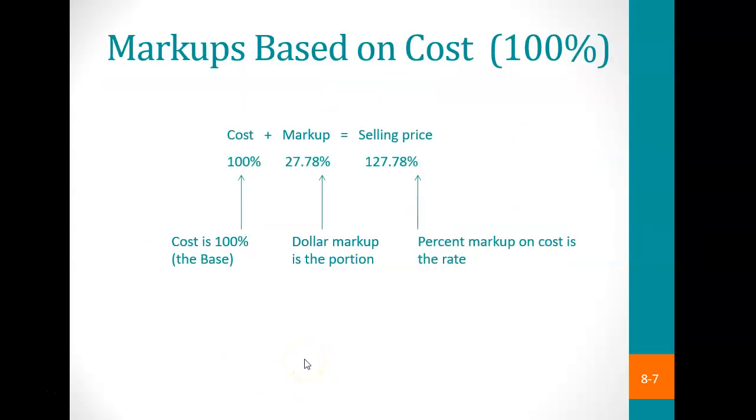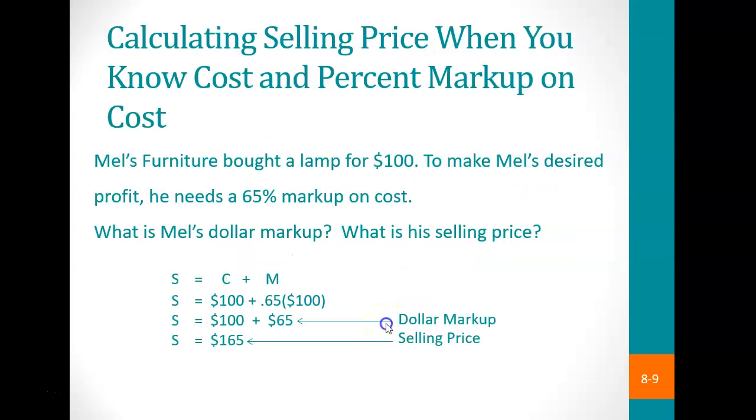Okay? Now, when we look at things from a percentage standpoint, markup is based on cost being 100%. So if the cost is 100% and the markup is 27.78%, we're saying the selling price represents 127.78% of the cost. So in our previous example, $23 equals 127.78% of $18.